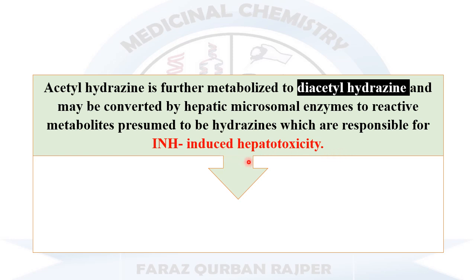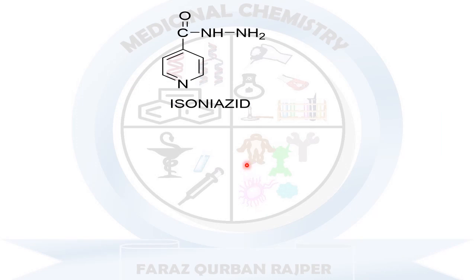So the isoniazid-induced hepatotoxicity reaction that occurs in some TB patients taking the isoniazid drug is because of this diacetyl hydrazine derivative and its metabolic products. This INH is basically isonicotinic acid hydrazide. Now let's discuss the chemical reaction mechanism of the metabolism of isoniazid. This is the chemical structure of isoniazid, isonicotinic acid hydrazide.